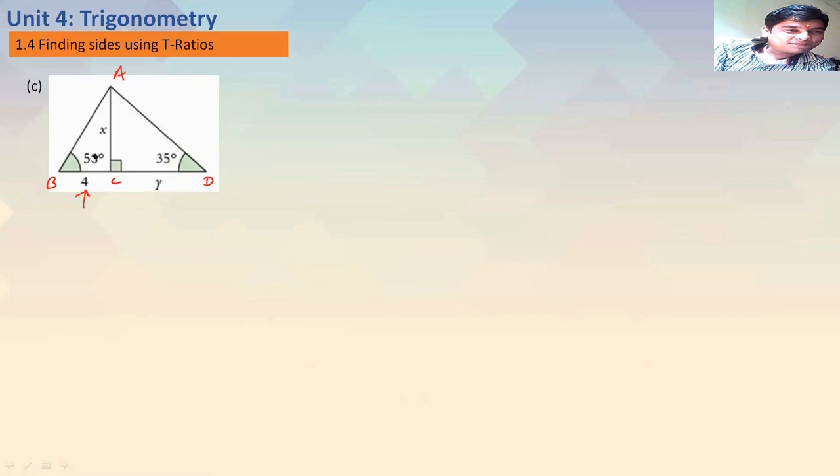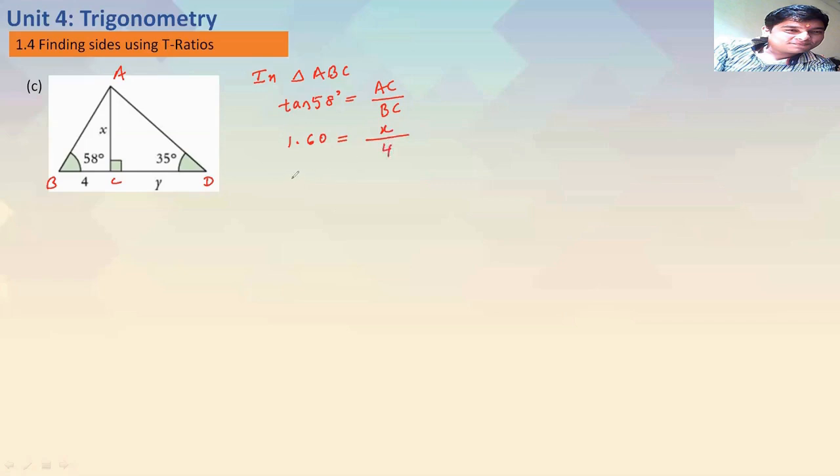Let's go with triangle ABC first. What are we going to do in triangle ABC? In triangle ABC, AC is opposite to 58 degrees, and BC is adjacent. So once again, we are using tan. Tan 58 degrees is equal to AC over BC. Tan 58 is 1.60. AC is X and BC is 4.